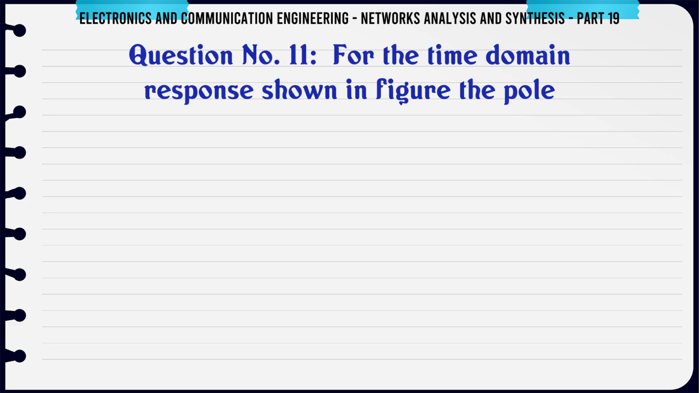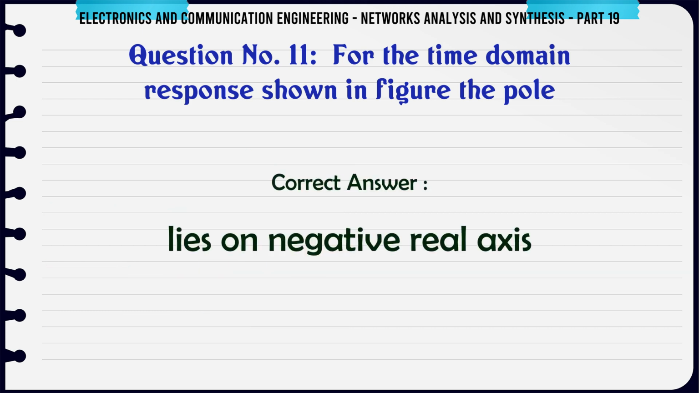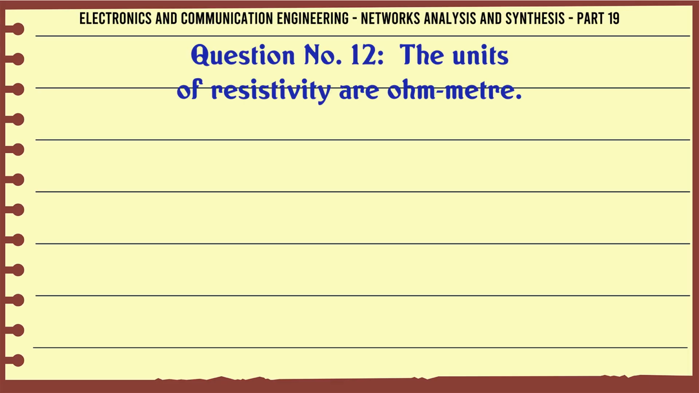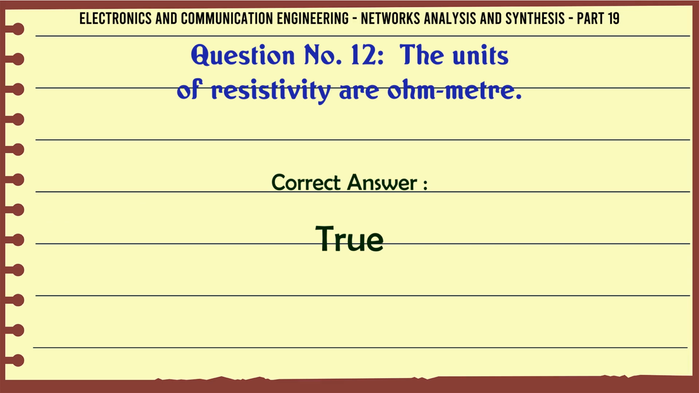For the time domain response shown in figure, the pole: A) lies on negative real axis, B) lies on positive real axis, C) lies on imaginary axis, D) is complex or imaginary. The correct answer is lies on negative real axis. The units of resistivity are ohm-metre. A) true, B) false. The correct answer is true.